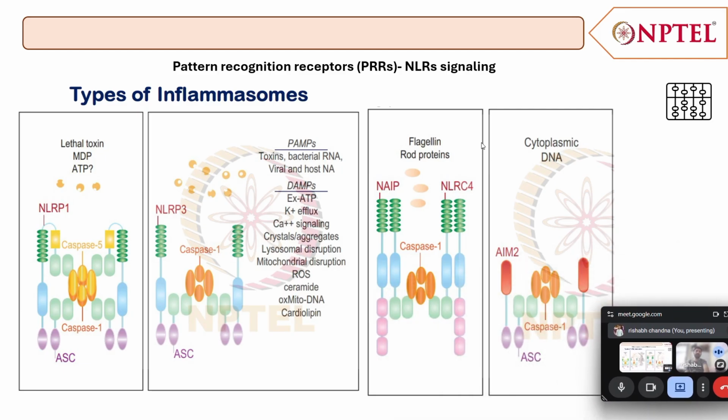So there are different types of inflammasomes that can be formed from the different kinds of NLRs. Okay, so NLRP1 can be activated by lethal toxin, MDP or ATP, which activates caspase 5 and caspase 1 through ASC. Okay, so this is the type 1 inflammasome.